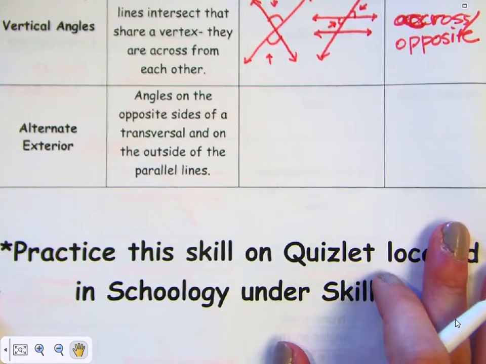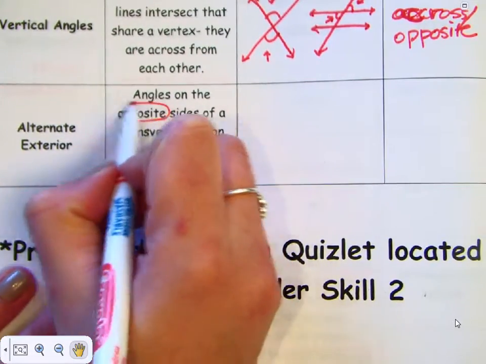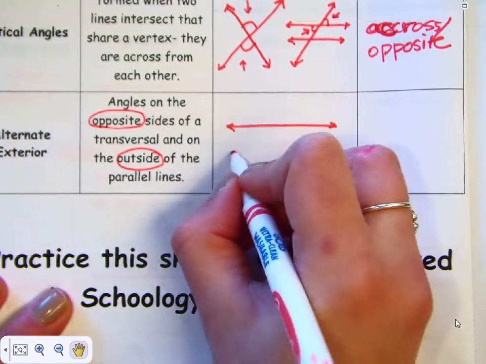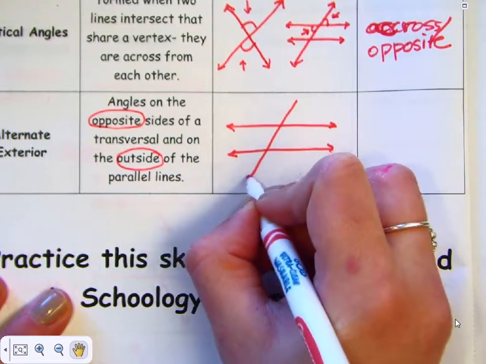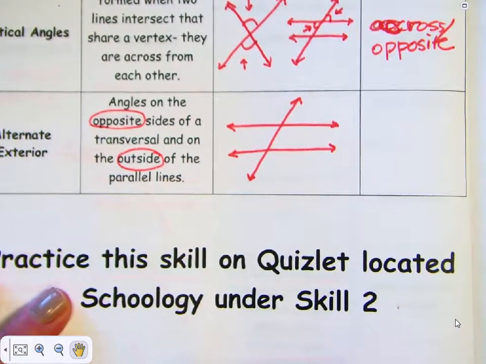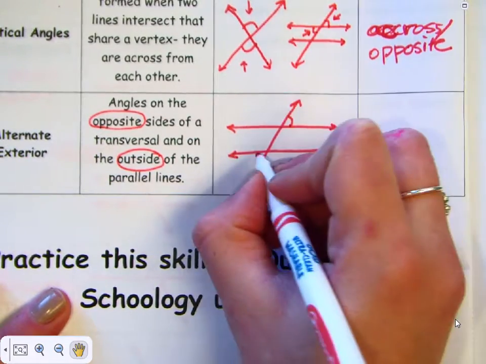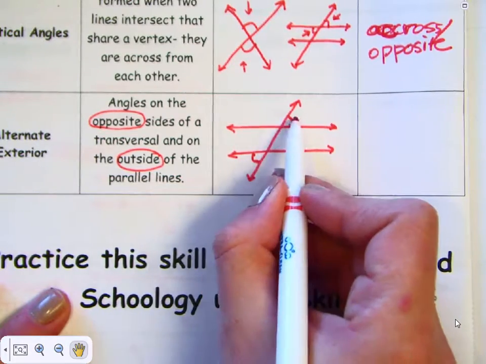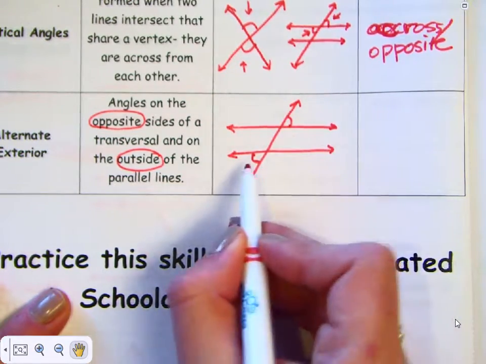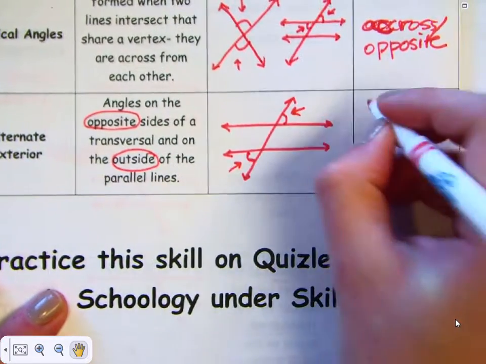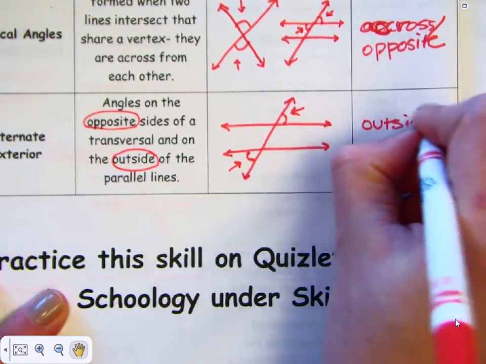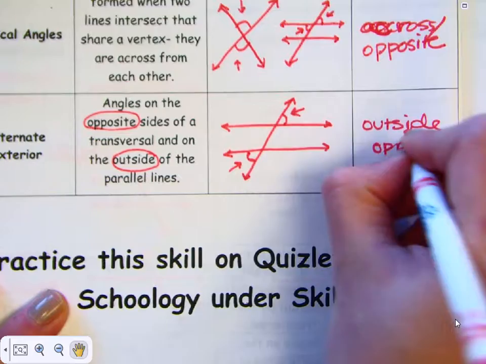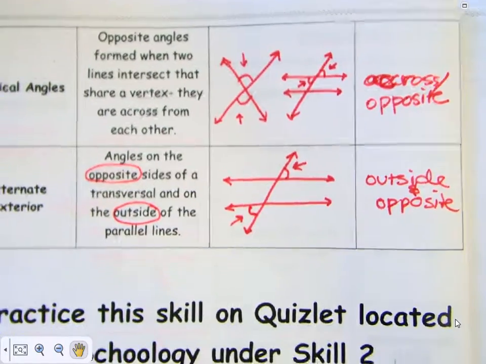Alternate exterior. It's like alternate interior. It's on the opposite side, but it's actually on the outside of the parallel lines. So if I draw my famous picture here, you're going to see this picture throughout the whole unit. Alternate exterior angles would be these angles right here, because they're on the outside of the parallel lines, but they're also opposite. One of them is on this side of the transversal and the other one is on this side of the transversal. So outside and opposite would be how you might remember these. And that is all of our vocab words for this unit.